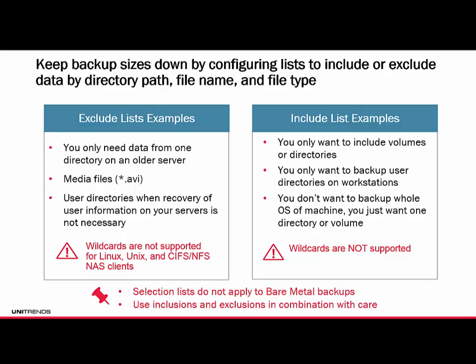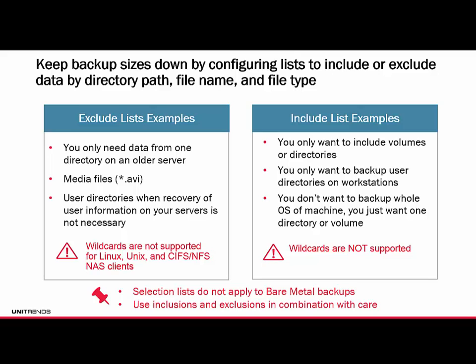You have a group of workstations out there. I may want to include a list to grab only the users and document settings folders. Maybe you don't want to back up the whole OS of a machine. You just want one directory or one volume. Once again, you can grab just that directory, just that whole volume. You can even just grab one file over and over again if you point to one file for an include list. Once again, wildcards for includes are not supported either.